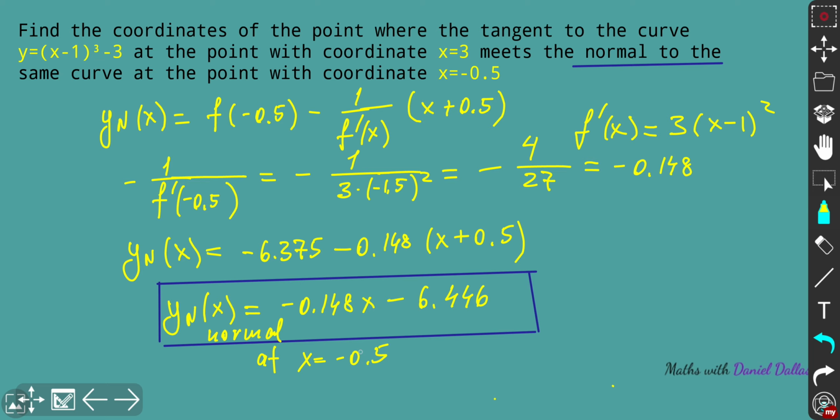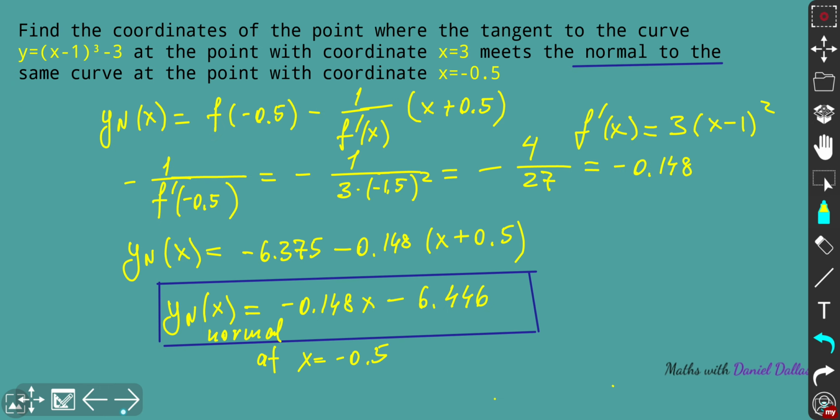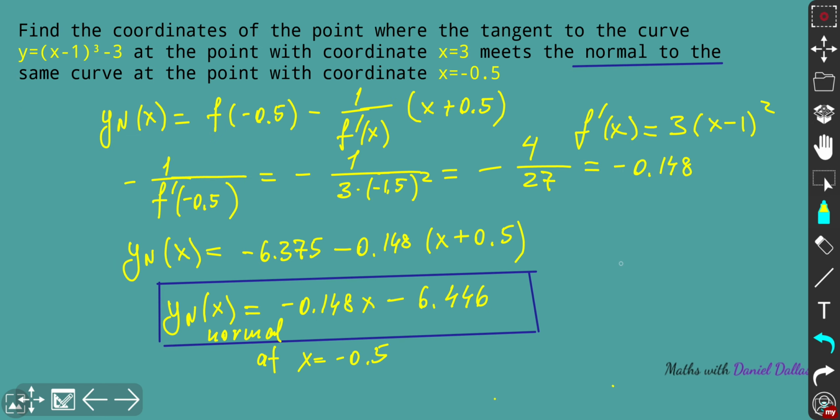Okay, so we've got both equations. Right now we need to find the coordinates of the point where the tangent line meets the normal line. Even if you are not going to visualize the curves, you simply need to equate the equation for the tangent y to y of the normal. So if we equate that, having 12x minus 31, this is the equation for the tangent, we equate it to what we have here.